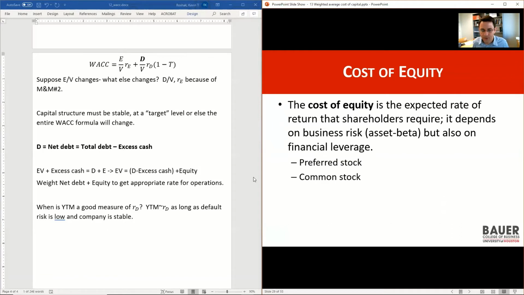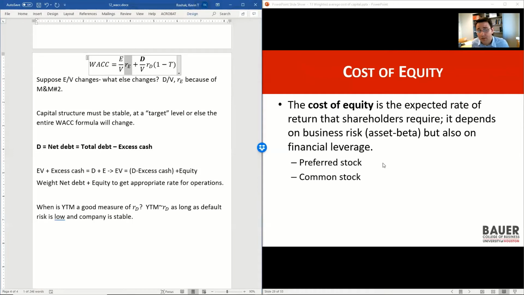Moving on, so we talked about yield to maturity as an approximation of the return on debt. We can think about equity as well. We'll need to get a return on equity. It's going to depend on beta, but also on leverage, obviously. We know from Modigliani-Miller too that as you take on more debt, the cost of equity goes up. So we need to account for both of these things.